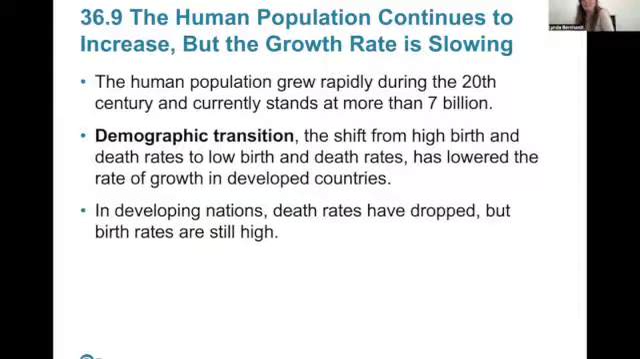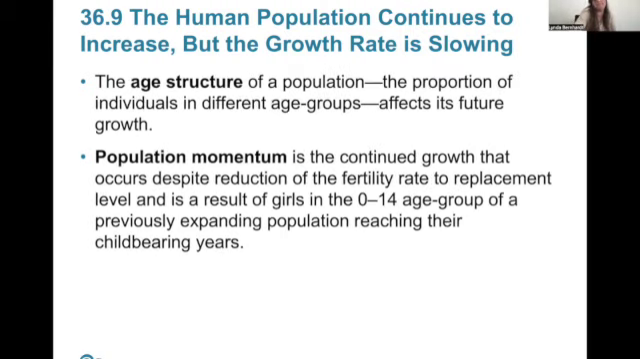In developed nations, you may have noticed a lot of people don't have as many kids. So that slows the birth rate. If we are slowing the birth rate, then that is keeping us from getting way overpopulated. In developing nations, the death rates have dropped, but the birth rates are still high. So they tend to have a problem of too many people being born, not enough resources.